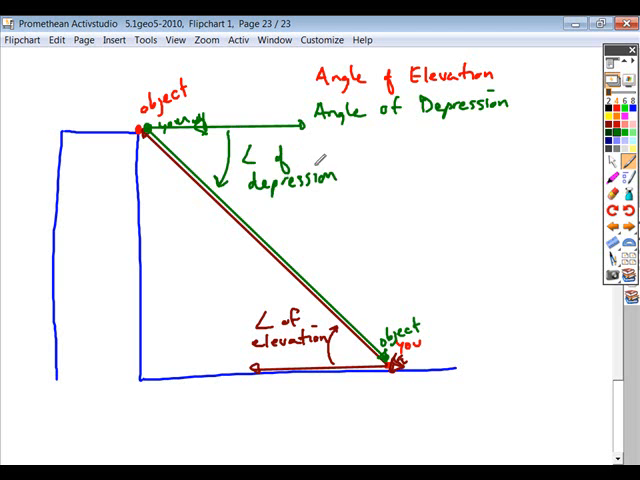The term angle of depression would be used if you're in a lighthouse and you look down at a boat. The boat has an angle of depression of 40 degrees. That means that as you look straight across the horizon, your eyes rotate down 40 degrees to see that object.